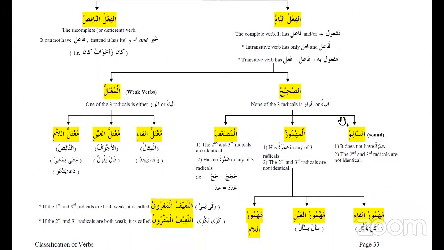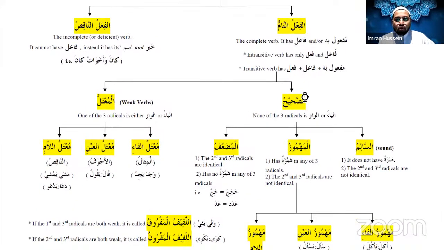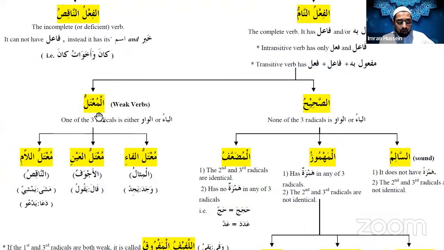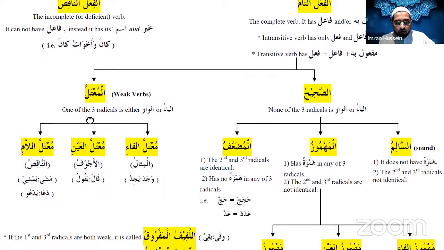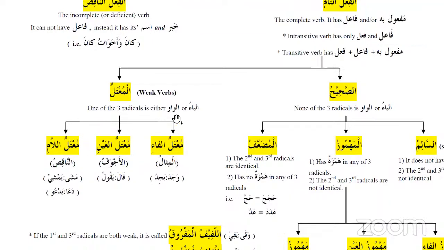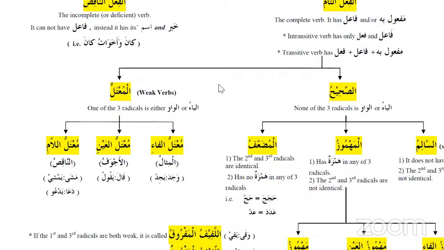Now, according to the letters, the fi'l thulathi is divided into two categories: as-sahih and al-mu'tal. I'll do al-mu'tal first because it's easier. Al-mu'tal means that one of the three letters is a ya or a waw.